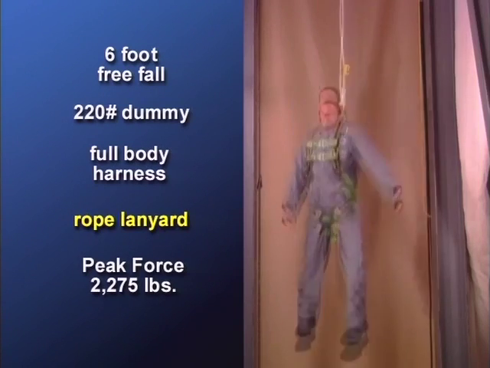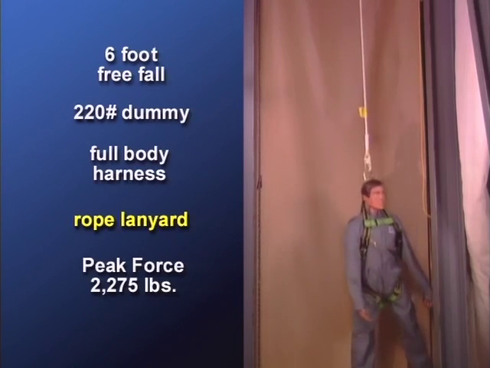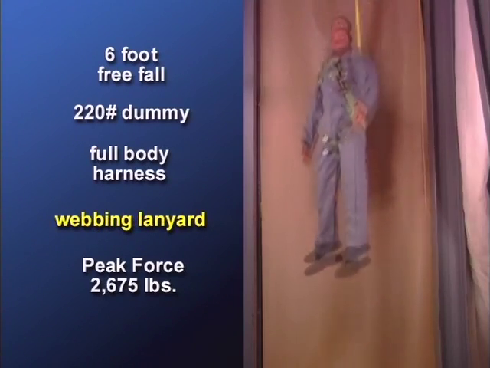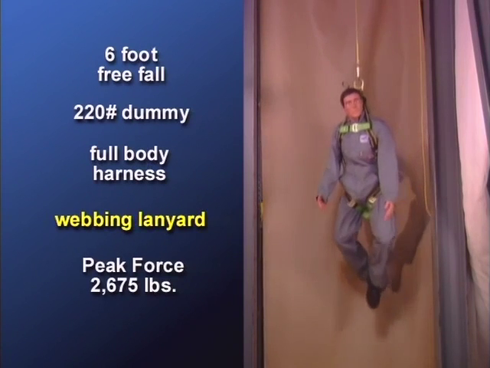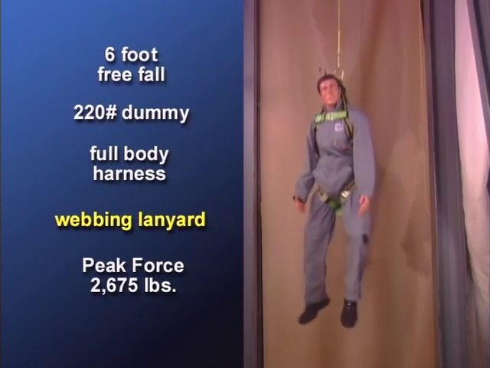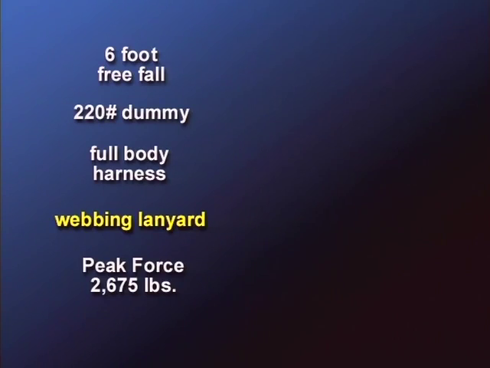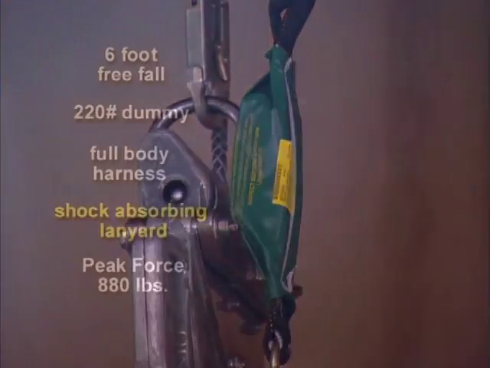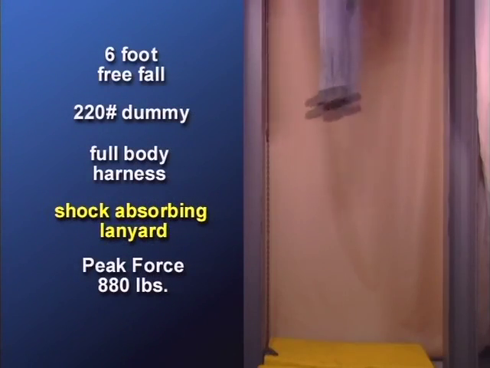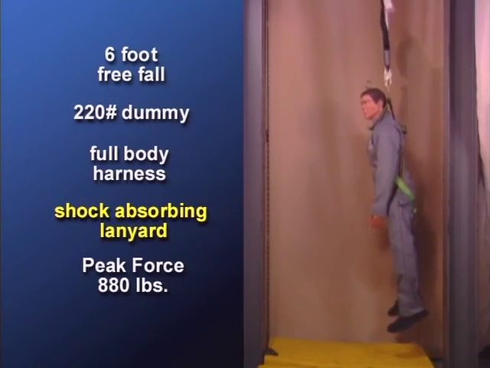Now, a rope lanyard. And a web lanyard, both with forces over 2,000 pounds. In each case, the extreme forces generated caused head snap and bouncing of the dummy. Finally, the test is performed with a shock-absorbing lanyard. Note the smoother and more controlled deceleration. Forces are under 900 pounds.